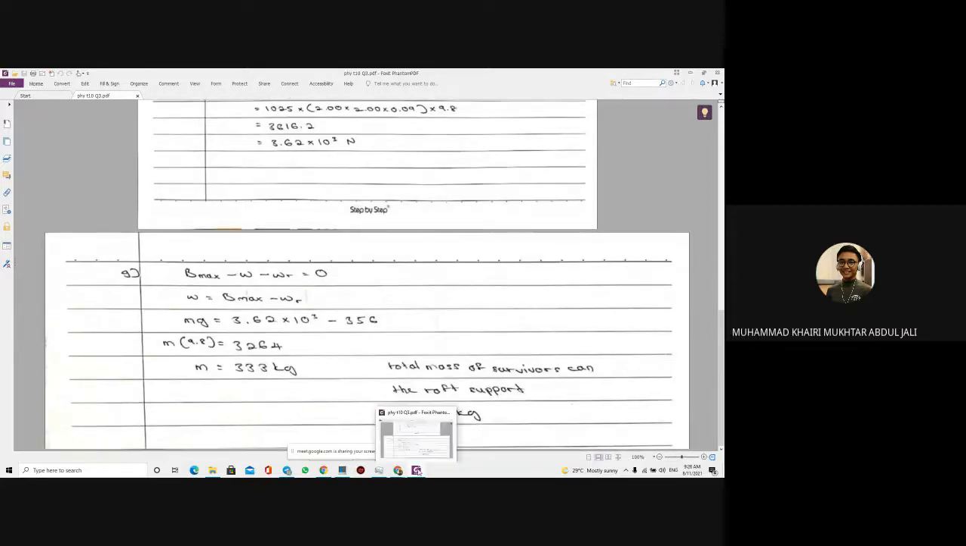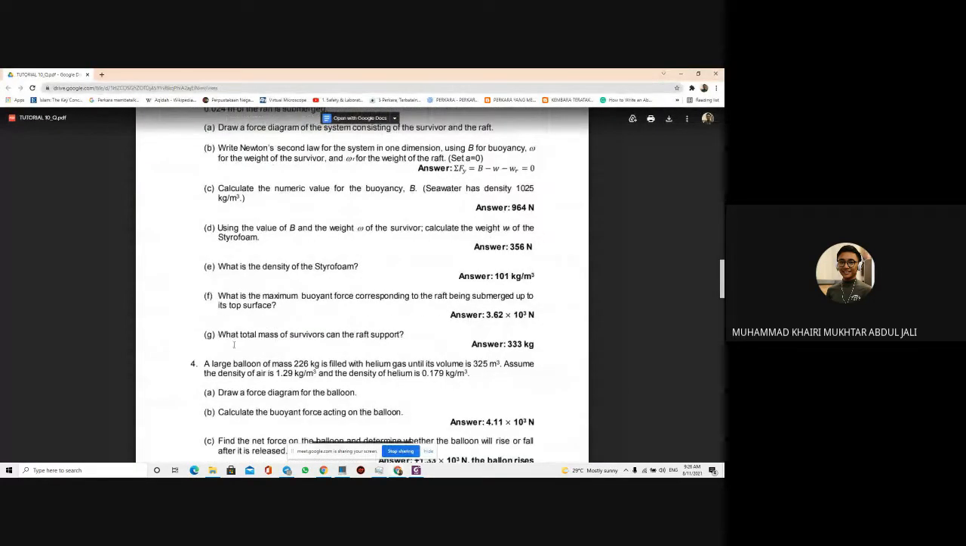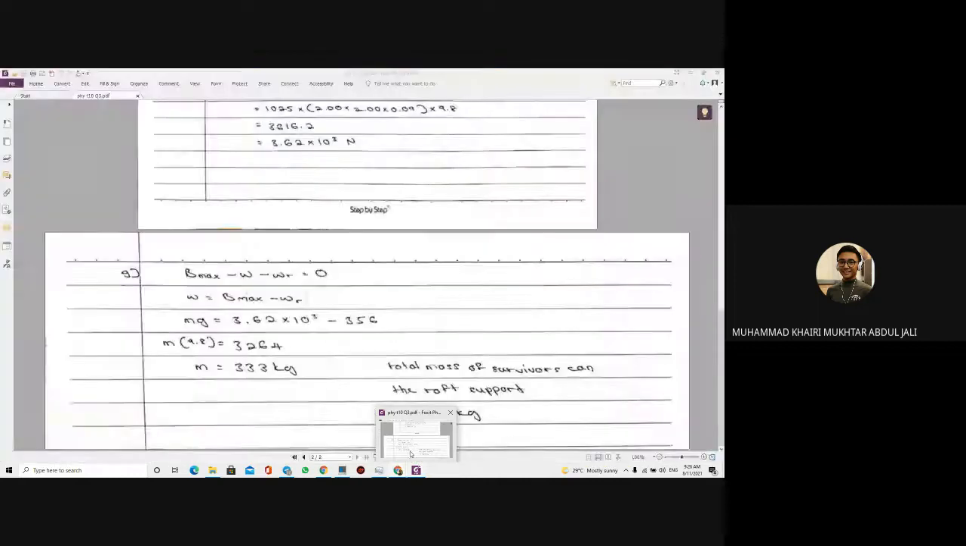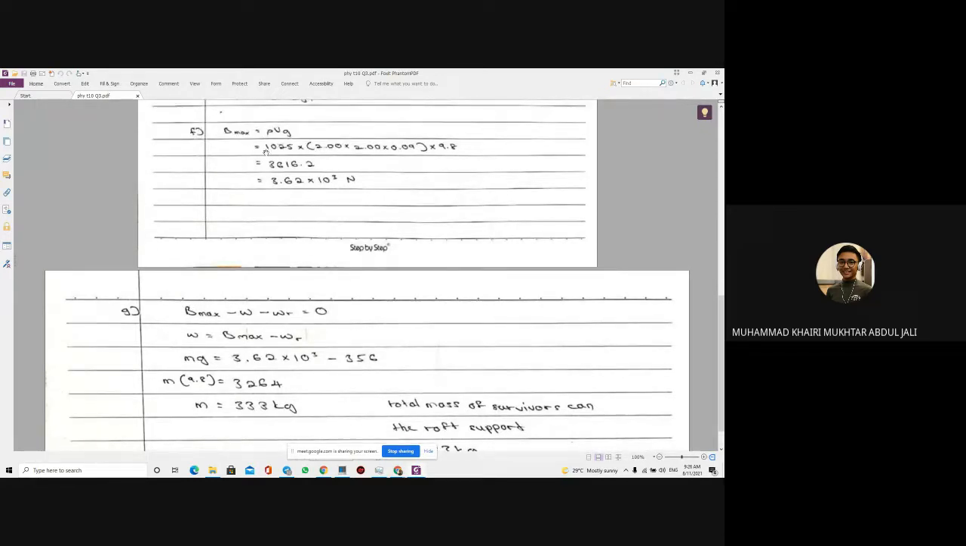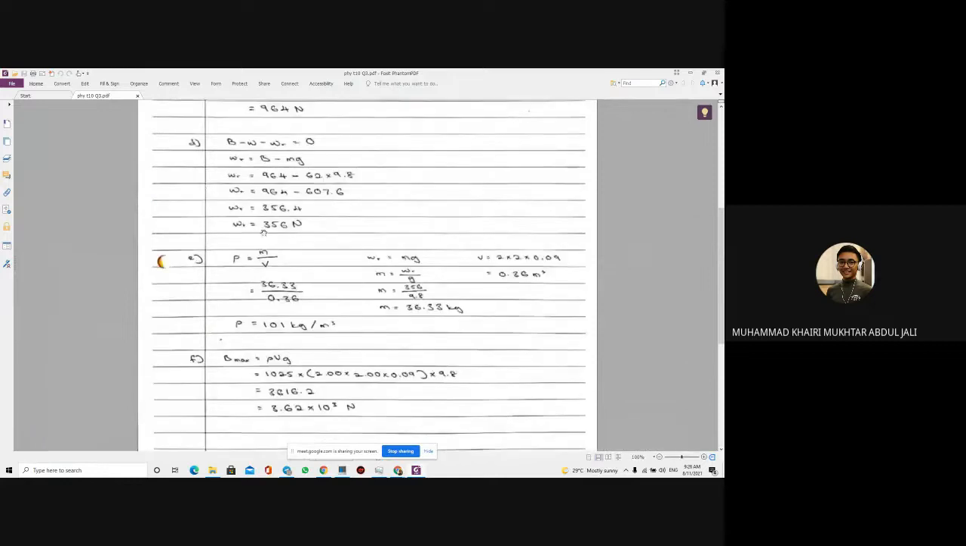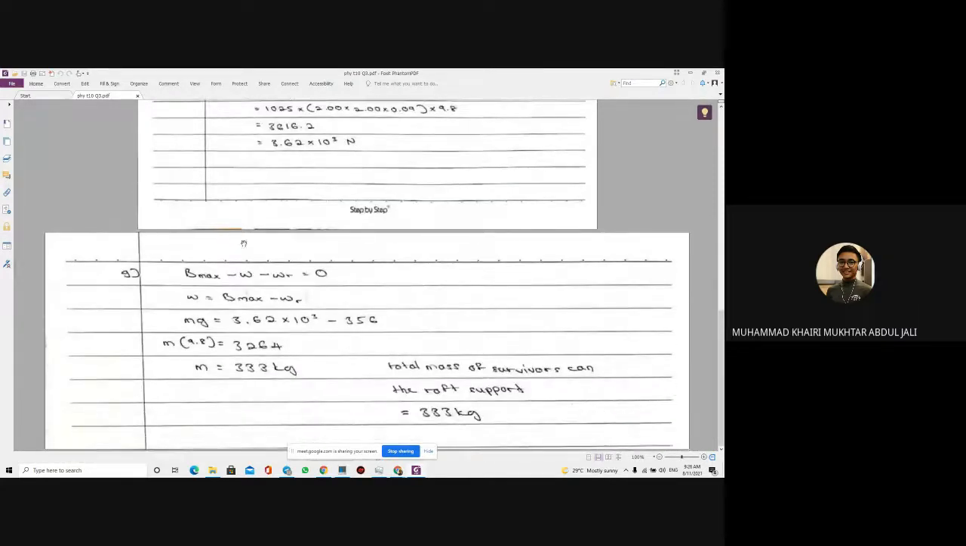And then last question is what is the total mass of the survivor the raft can support? So dia suruh cari total mass. So saya akan guna equation dari B juga, tapi saya substitute buoyancy force dengan max buoyancy force dan weight of the raft tu saya guna balik saja dari equation D. Substitute and then saya akan dapat the total mass of the survivor the raft can support is 333 kg.